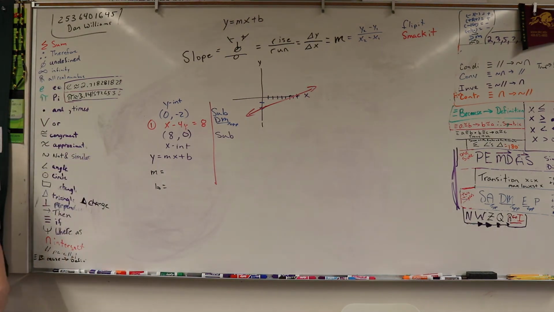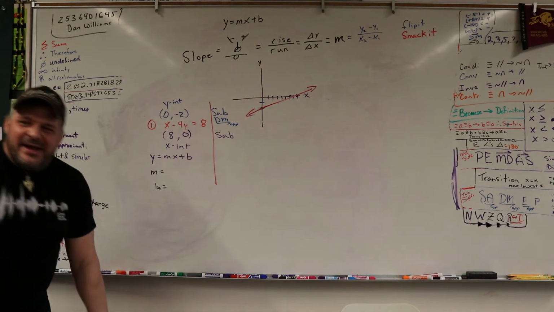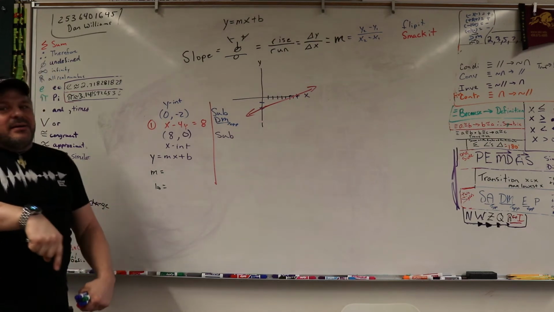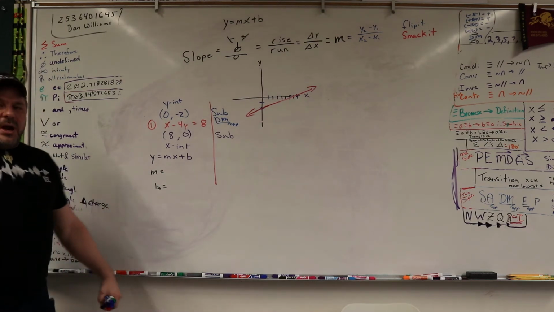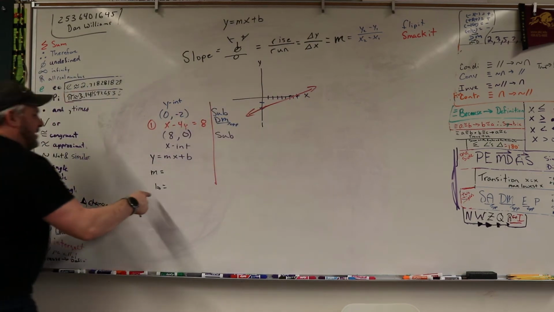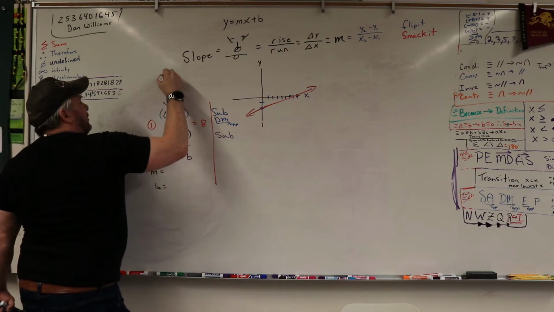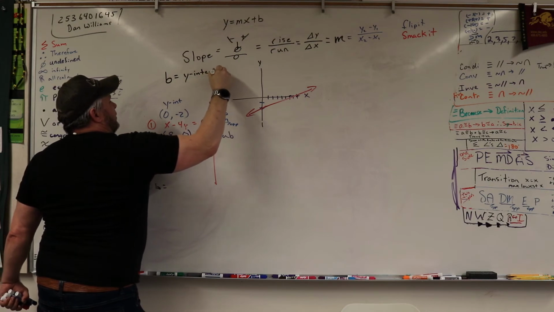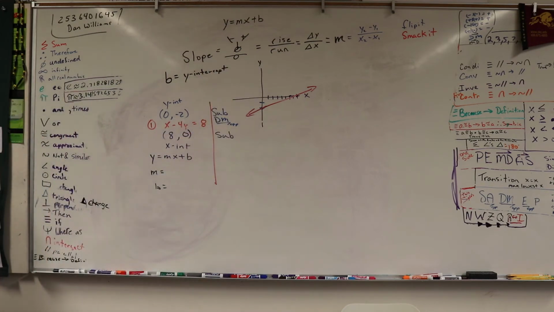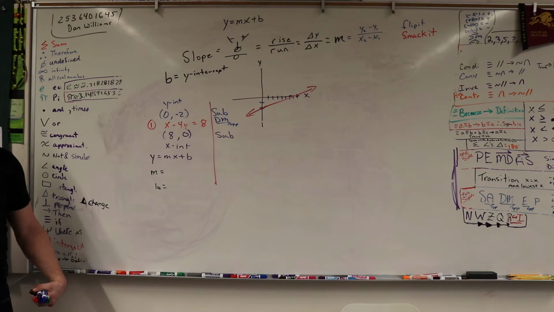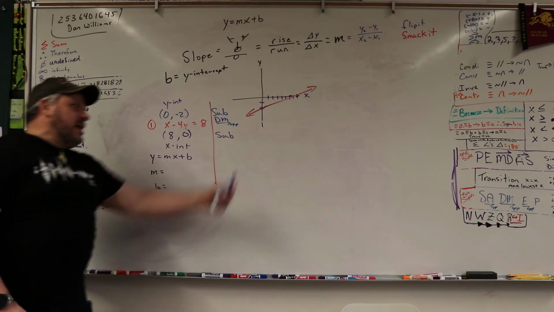I don't know. What are the two things we need? Slope and the y-intercept. Not just the y-intercept, where it crosses the y-axis. So that means that b equals the y-intercept. You feel me? Alright? So, what is b in this case? Come on guys, what's b? Where does it cross the y-axis?